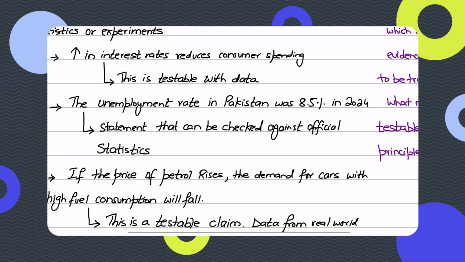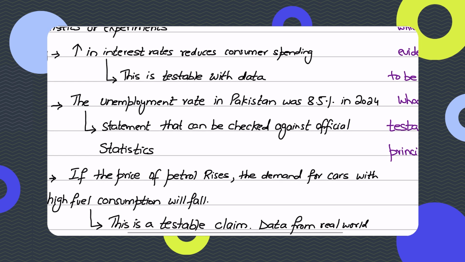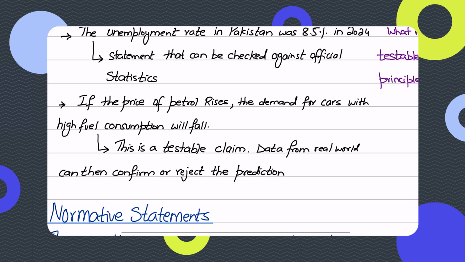The unemployment rate in Pakistan was 8.5% in 2024. Now we can find out whether it was 8.5% or whether it was 10%. And based on that, we can amend our statement that, oh, you know what, it wasn't 8.5, it was 10%. So it's a statement that can be checked against official statistics; we can go on the Pakistan Bureau of Statistics website and find that out. Again, if the price of petrol rises, the demand for cars with high fuel consumption falls.